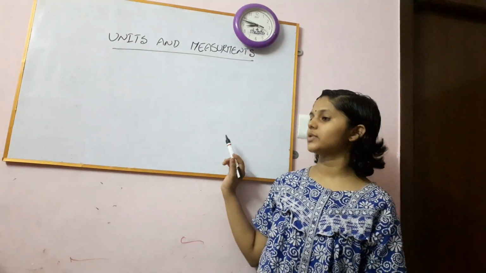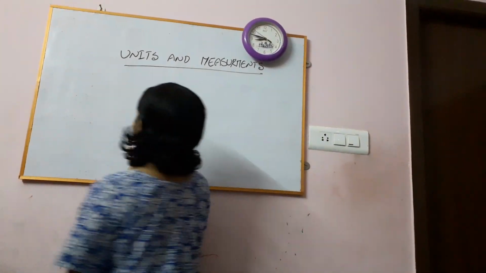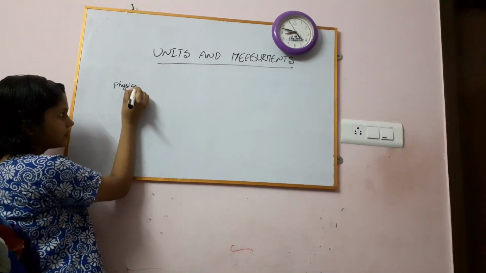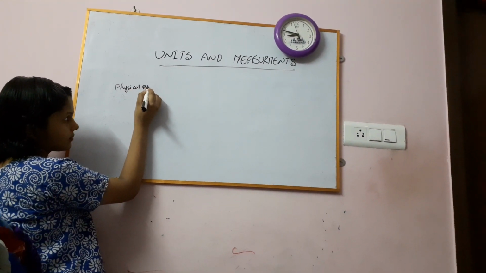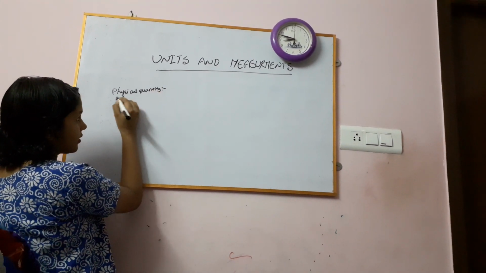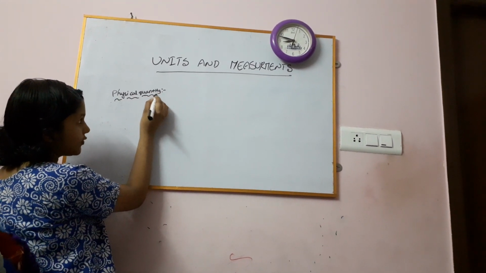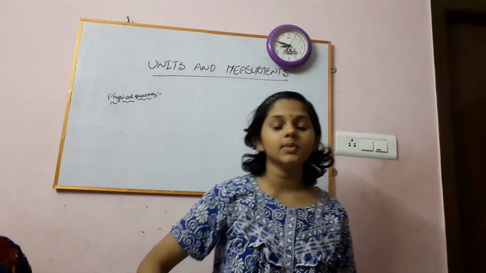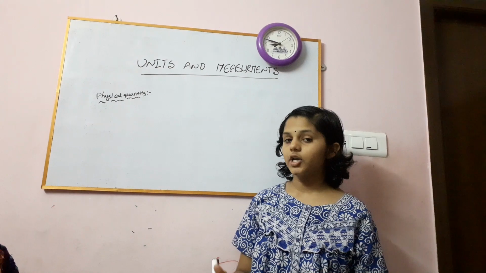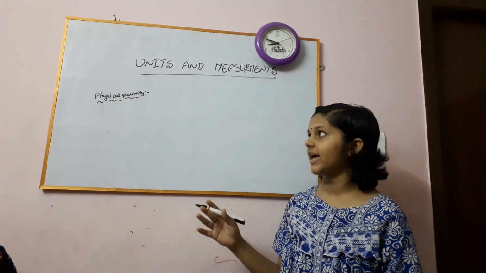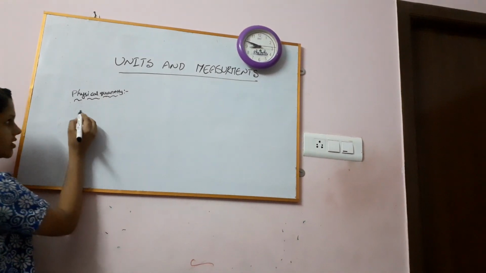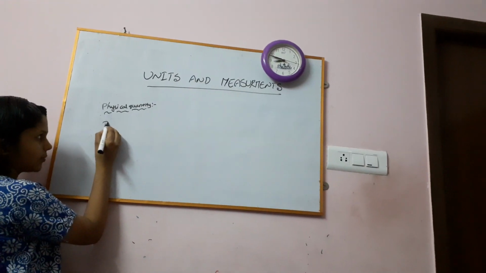This topic is units and measurements. First, let us learn what is a physical quantity. The quantity which is expressed in terms of the laws of physics, which can be shown directly or indirectly, is called a physical quantity. Then, physical quantity is divided into two types.